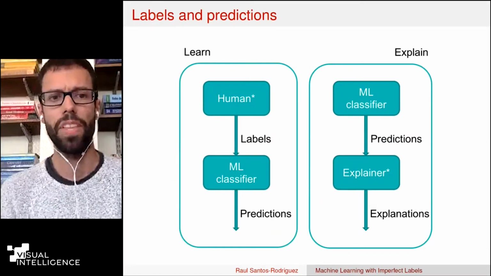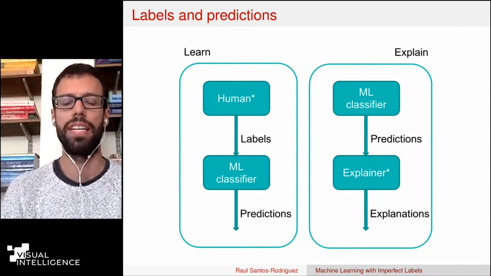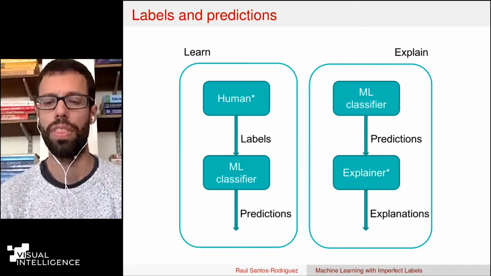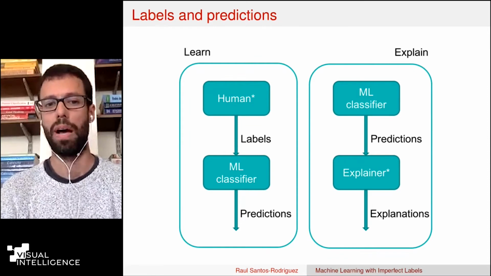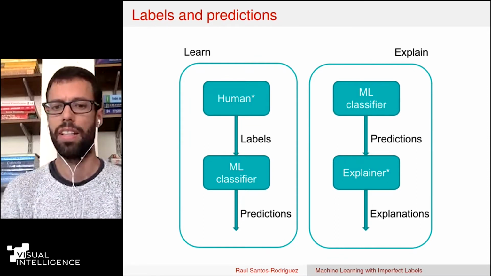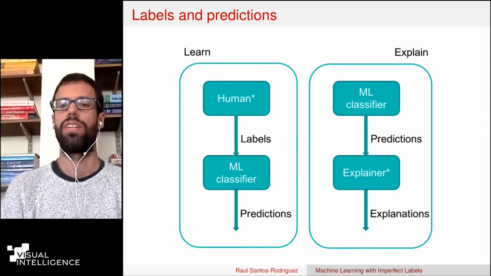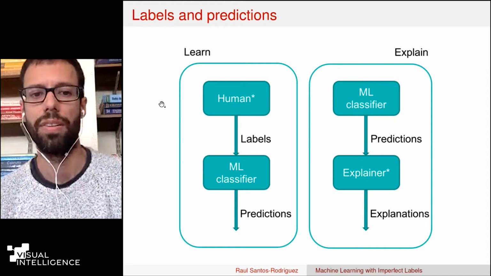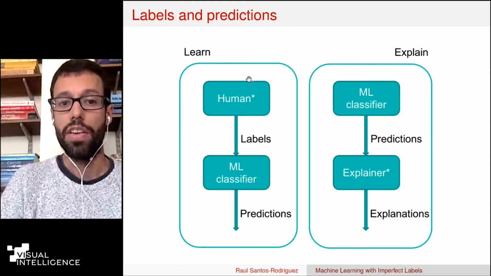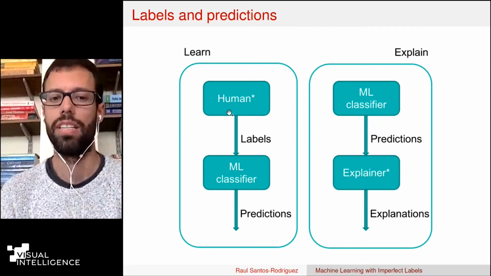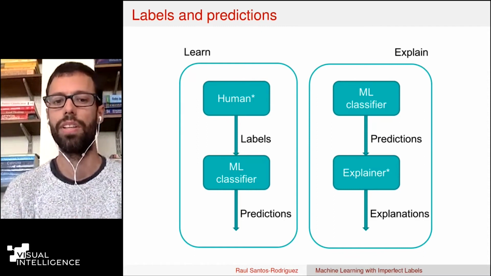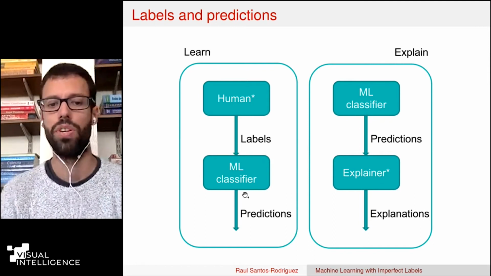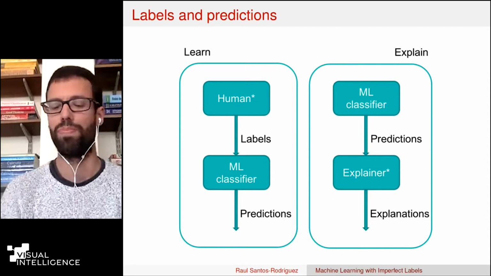So the first thing that I wanted to put side by side are labels and predictions and their role within the standard machine learning pipeline. I've divided the pipeline into two, just to separate the two parts of the talk. On the left side, we have a human, potentially a machine, that is the source of labels that together with data will allow us to learn. And that we do in this block here, the machine learning classifier, that hopefully will produce useful predictions.